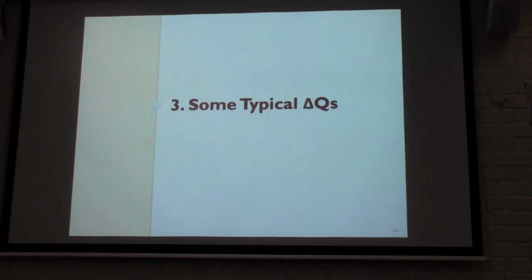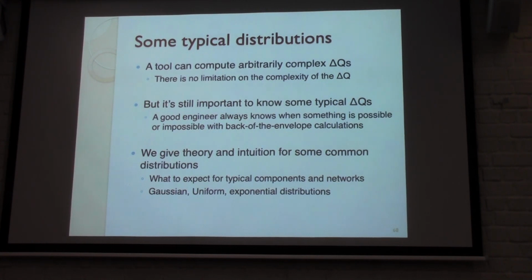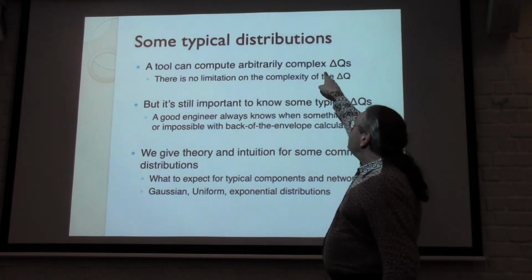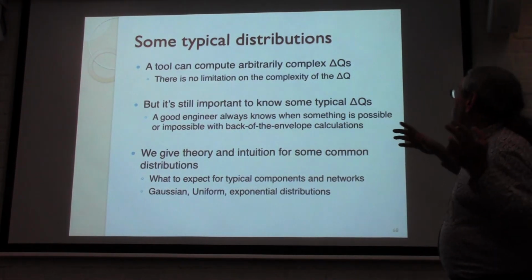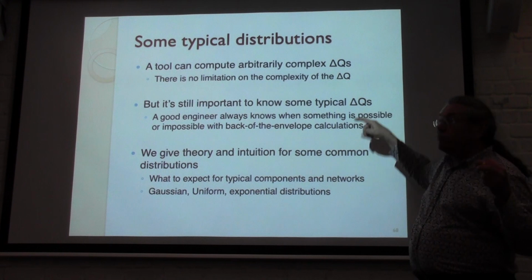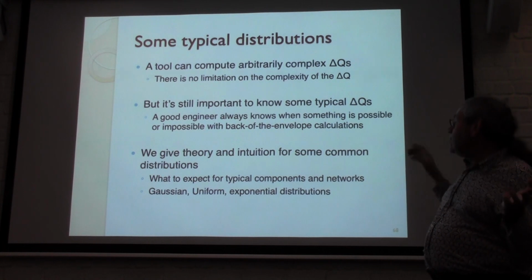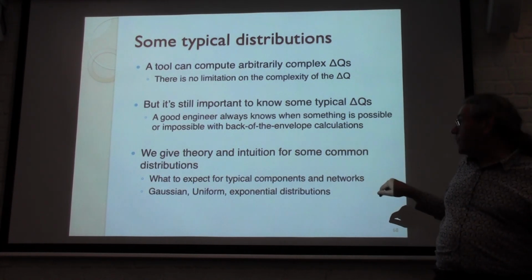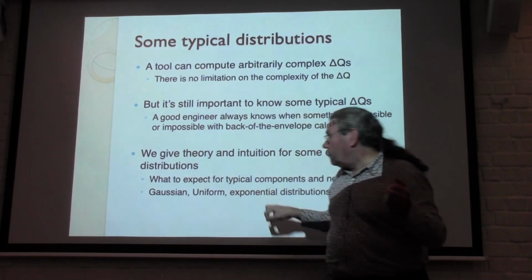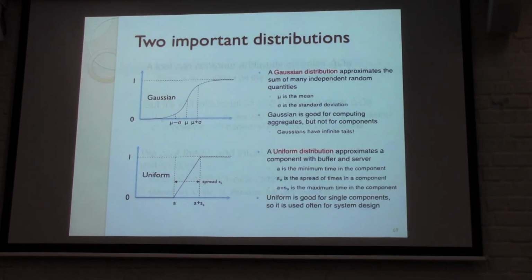Okay, so that gives you some idea of how you design with these outcome diagrams. But now I want to go a little bit back down to earth and look at some real typical delta Qs. What do you see in practice? What delta Qs can you see? So, if you have a software tool, you can do any kind of delta Q, of course, no limitation. But some typical delta Qs are always coming back. So a good engineer will know them, okay? So we'll give you some intuition on some of the common ones. And the common ones are Gaussian, uniform, exponential, and I'll explain a little bit.